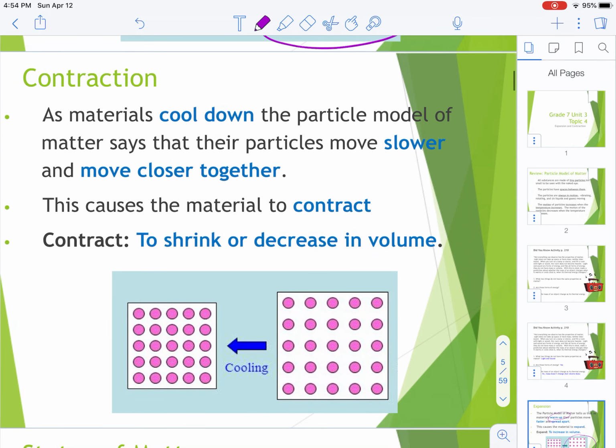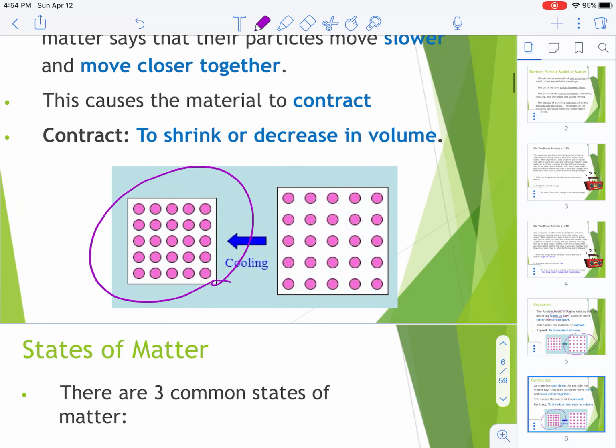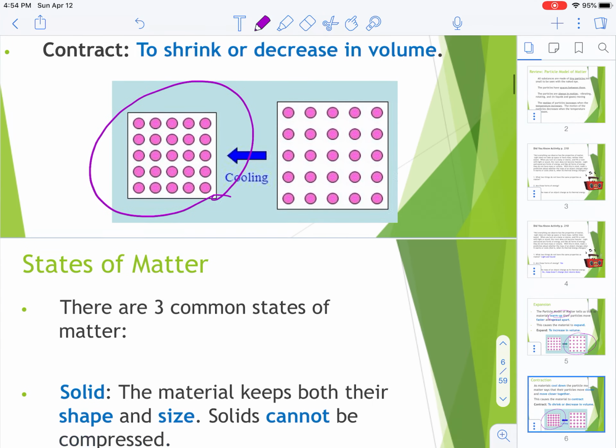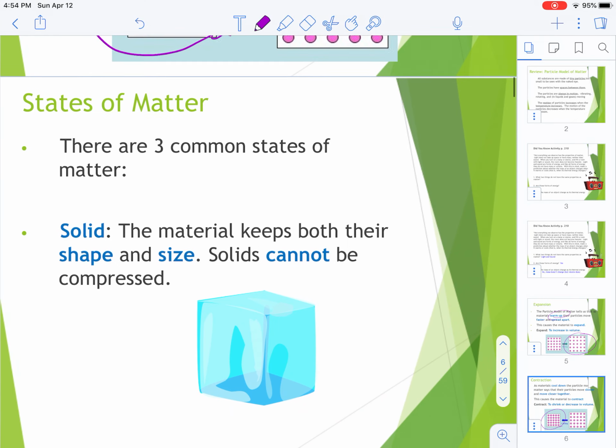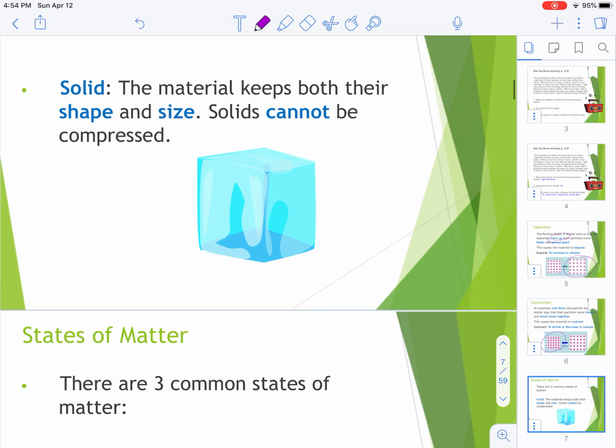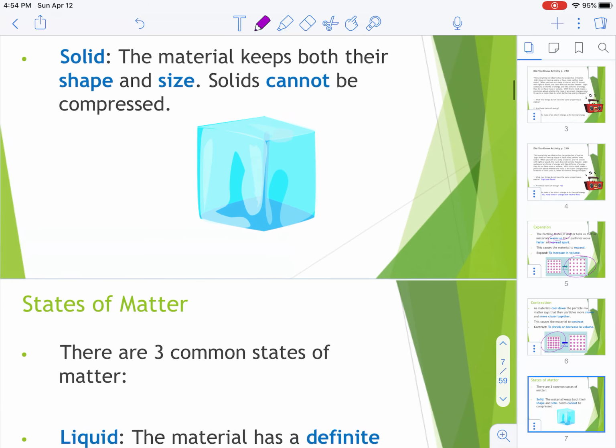Contraction, on the other hand: as you cool down a substance, the particles will start moving slower, and then the particles will be closer together and take up less volume. There are the 3 states of matter: solid, that cannot be compressed, and the material stays the same size and shape.